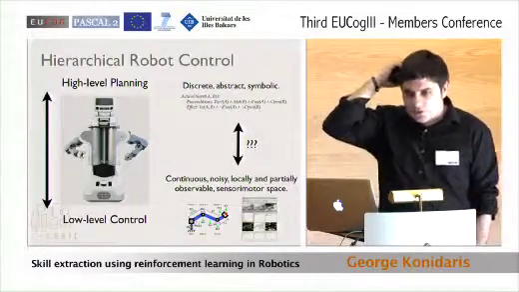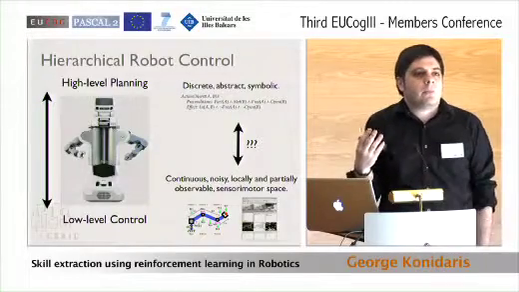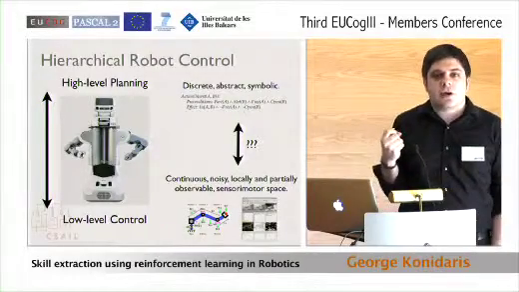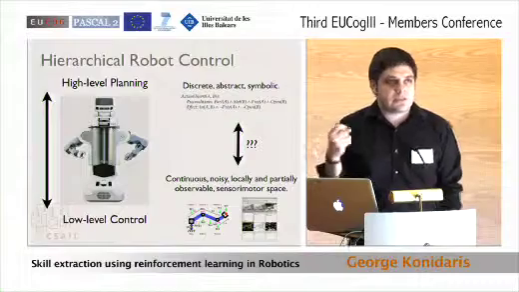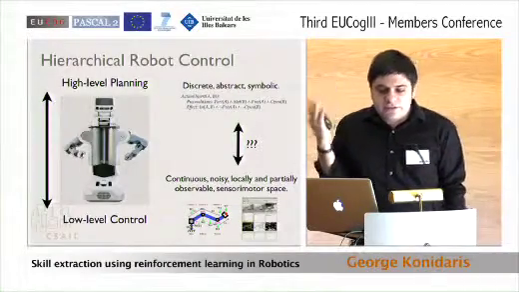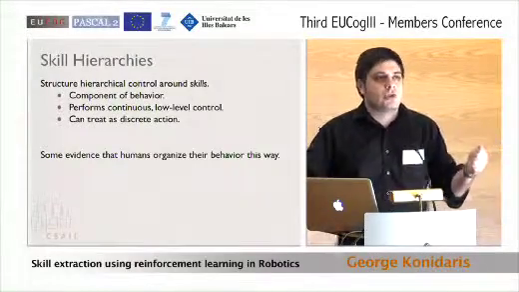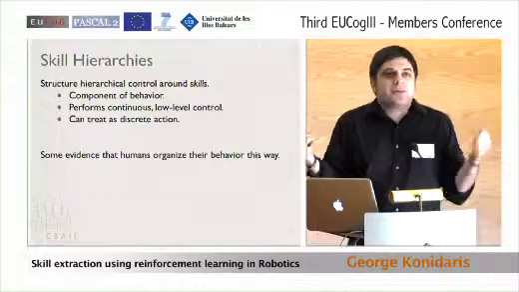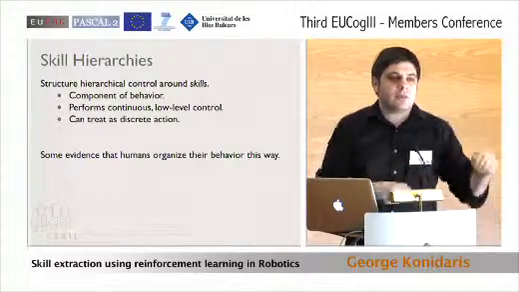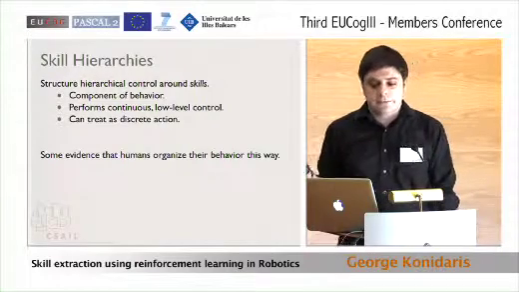And the claim that I'm going to try and convince you of is that the way to do this is by building action abstractions, by building skills, just as Jan talked about. The thing about skills is they're these components of behavior, right? They perform this low-level continuous control, but you can treat them as discrete things. You can give them a label, and you can reason about their effects and about their actions, and maybe about their parameters.